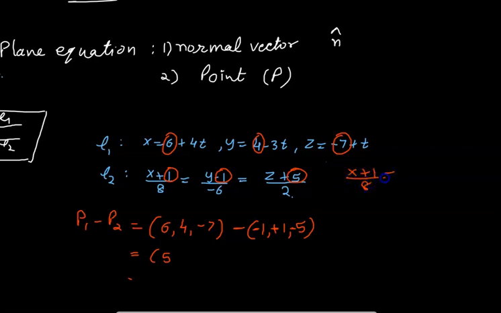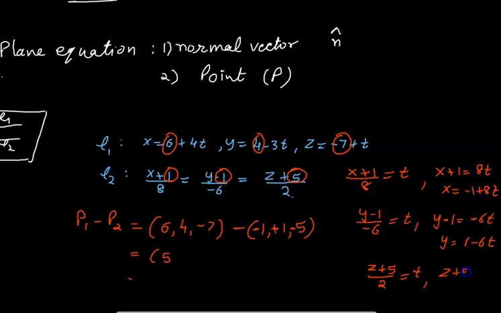For that, we just set each part equal to parameter t and solve for x, which gives us -1 plus 8t. Same way, we solve for y, and then set the third part equal to parameter t and solve for z. We get x equals -1 plus 8t, y equals 1 minus 6t, and z equals -5 plus 2t. And you will see that these numbers represent the point and their signs get changed. It gives us -1, 1, -5. So this is point P2.